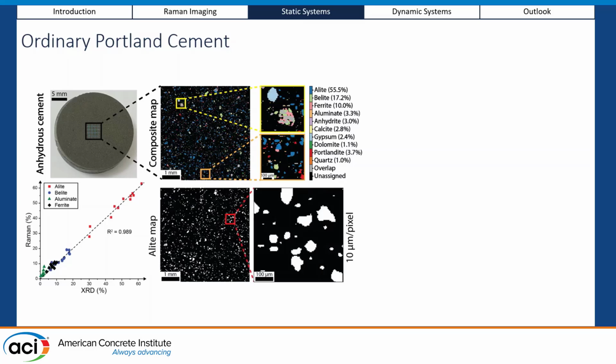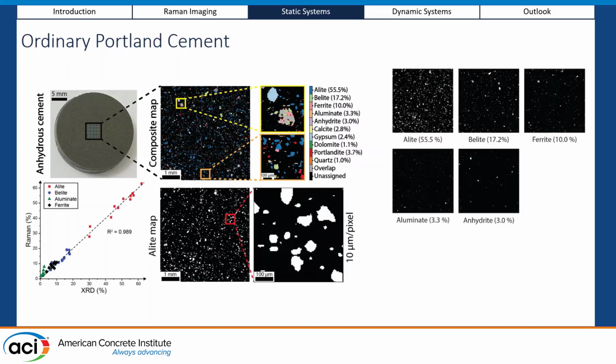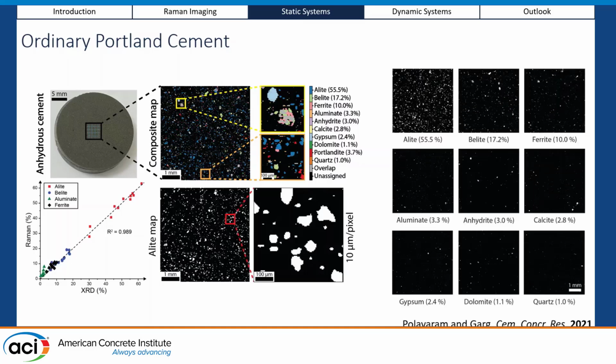And just to help you appreciate the high resolution nature of it, this is the alite map on the left, just a binary map where white represents the presence of alite, and on the right is a zoomed-in portion of that part. So you can now start to see individual alite particles, right? Which is very hard to see with any other technique. Each of these images has 250,000 pixels in it, so it's a really, really high resolution map. You can do this for all the phases that can possibly exist. You can even see things down to the quartz, which is just at 1%.